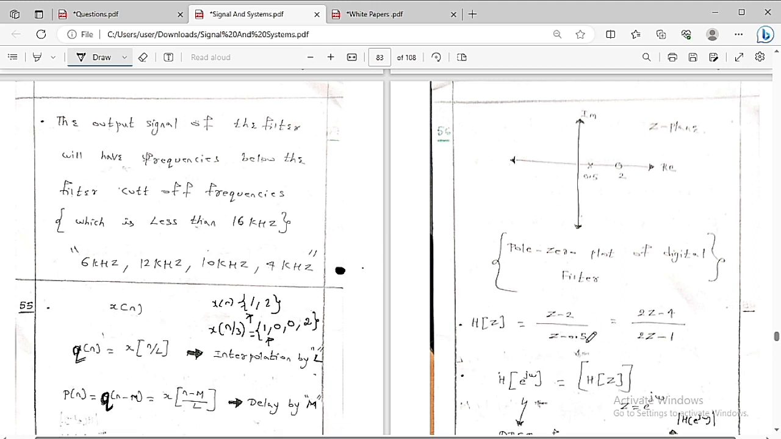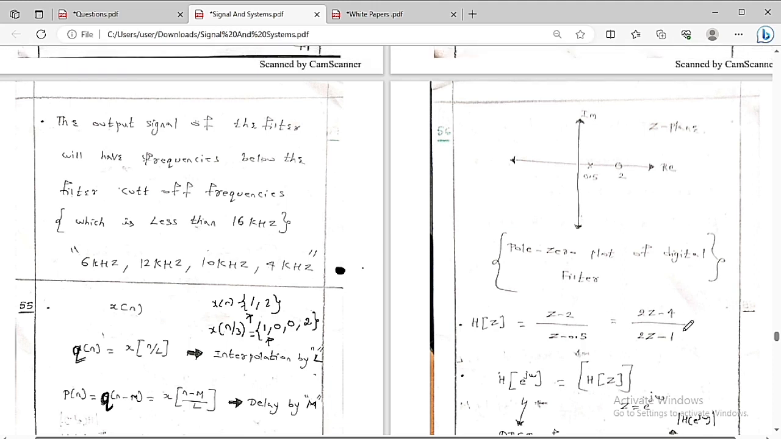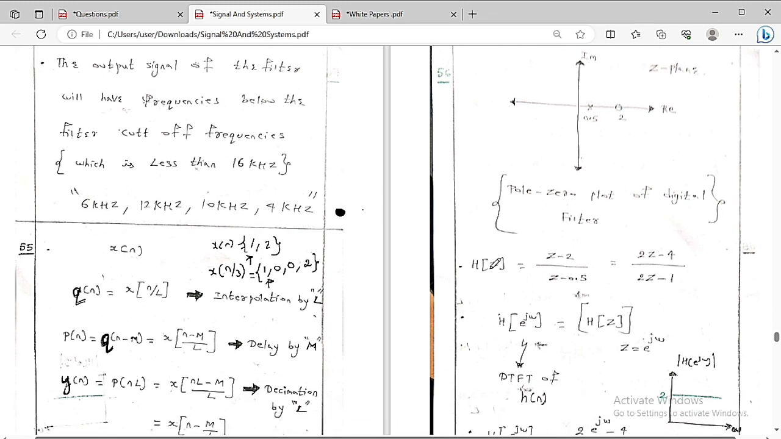If you simplify, 0.5 is nothing but 5 by 10, which is 1/2. Simplifying, we get (2z minus 4)/(2z minus 1). So this is basically H of z, which is the z transform.